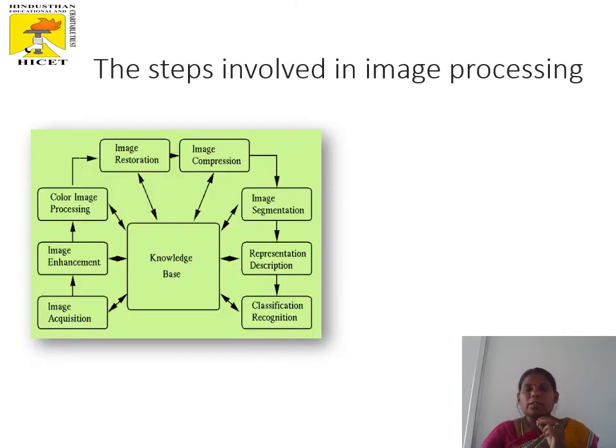The next, what are the steps involved in image processing? Here the knowledge base is connected with image acquisition, image enhancement, color image processing, image restoration, image compression, image segmentation, representation and description, and classification and recognition. The first four, that is image acquisition, enhancement, color image processing and image restoration, have images as outputs, and image compression, image segmentation, representation and description, and classification and recognition have attributes of the images as outputs.